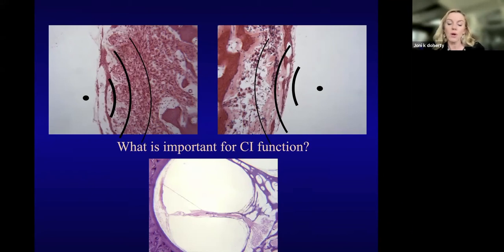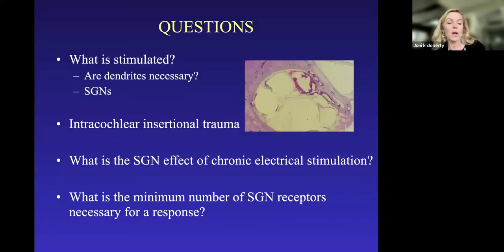So one of our important questions was, what is most important for cochlear implant function? Are the neurites important? Are the spiral ganglions important? Are the dendrites or neurites even necessary? What is being stimulated there? It's always been assumed that it's spiral ganglion neurons, and that the dendrites may play a key role. So we looked at different effects and different outcomes with these things.